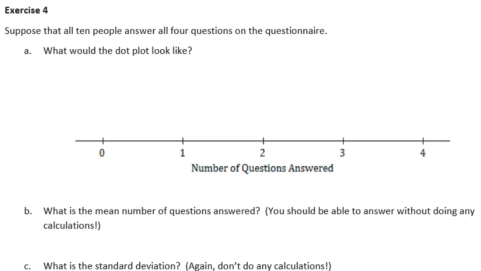So continuing on with the idea of the questionnaire, suppose that all 10 people would answer all 4 questions. What would that dot plot look like? So could you sketch that and then figure out what would be the mean number of questions that are answered and what would be the standard deviation? Again, no calculations required for this. Pause the video, make your sketch, and then we're looking for the mean and the standard deviation.